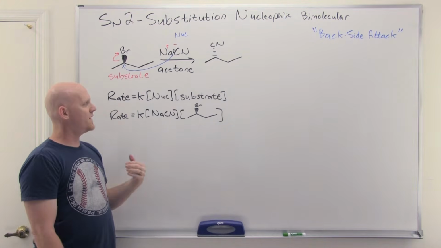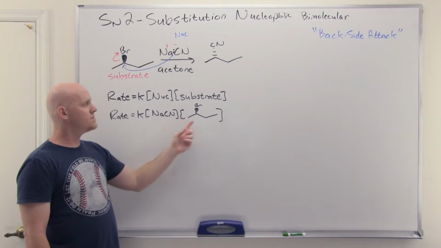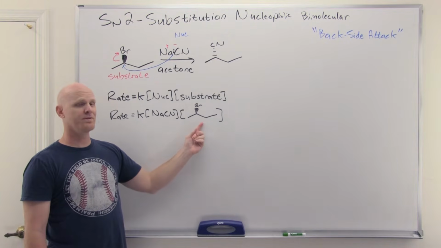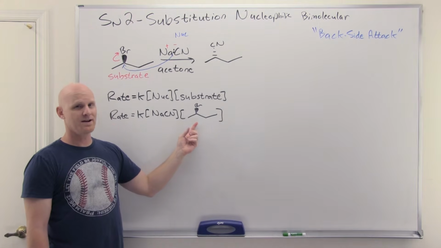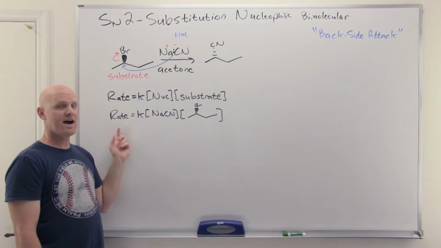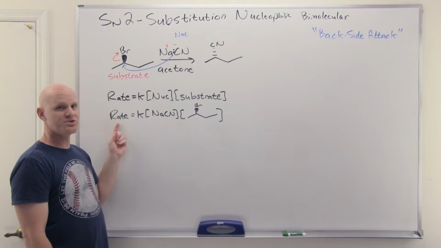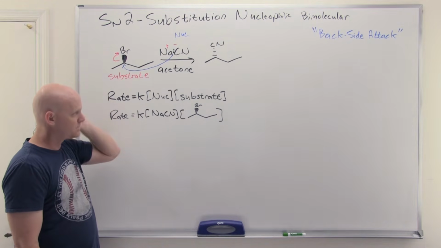Finally, you get, what happens to the rate if you double both concentrations? If we double the concentration of sodium cyanide and double the concentration of 2-bromobutane here, then the rate's going to go up by a factor of 4, because 2 times 2 is 4. Doubling, 2 times 2, quadrupling for that rate.